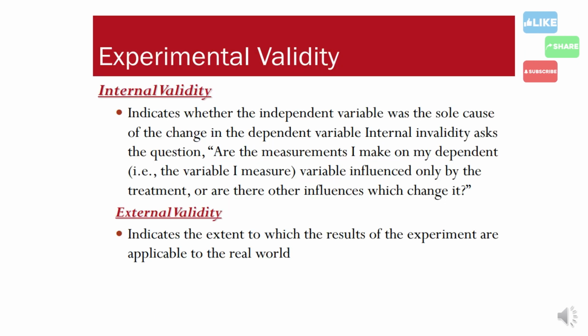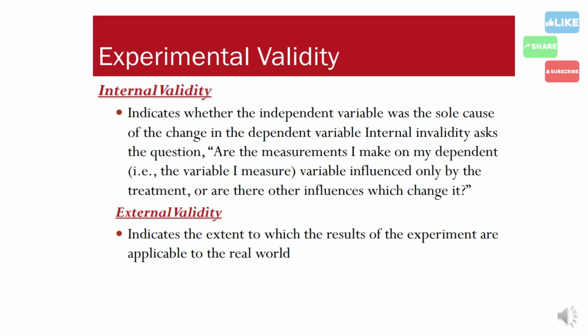So these are some techniques to control the extraneous variable. What is experimental validity? We have two types, the internal validity as well as external validity. Internal validity indicates whether the independent variable was the sole cause of the change in the dependent variable. It asks the question: is the variable I measure influenced only by the treatment, or are there other influences which change it? So this is the internal validity question.